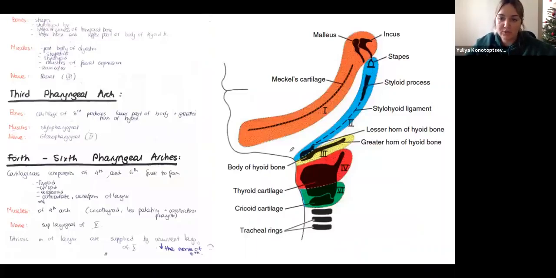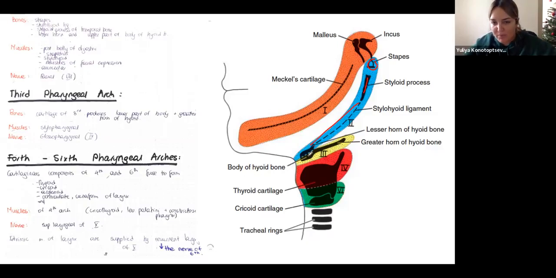So as an adult, what will Reichert's cartilage give you? Unlike Meckel's cartilage, Reichert's does not disappear. It actually gives rise to some things. It gives rise to stapes. It gives rise to styloid process, stylohyoid ligament, and as you can see, the upper part of the body of the hyoid bone together with the lesser horns.